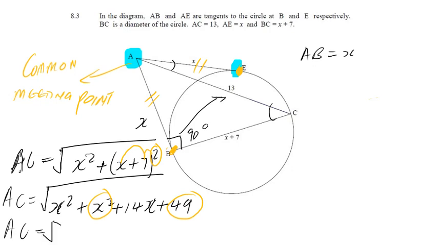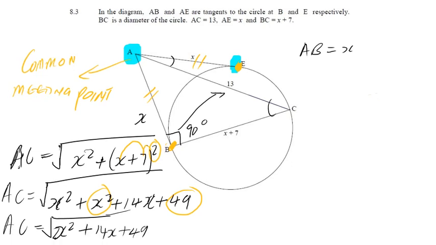So what is the answer there? You're going to have 2x squared plus 14x. Let me present. I'm presenting now. Let's finish up this question. So what will be your answer?